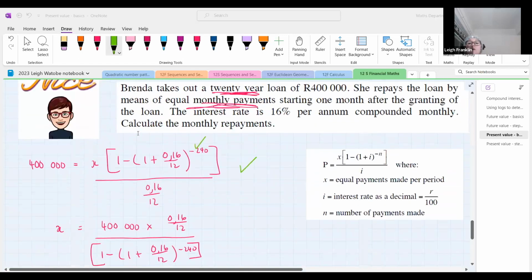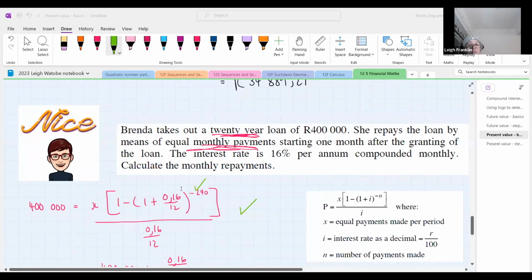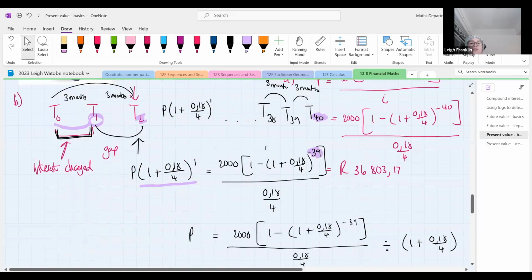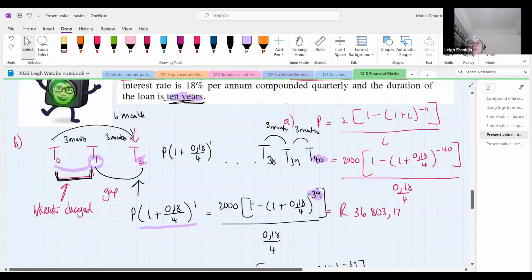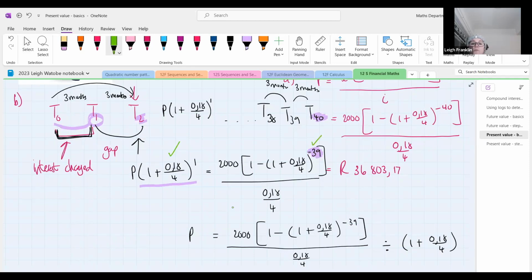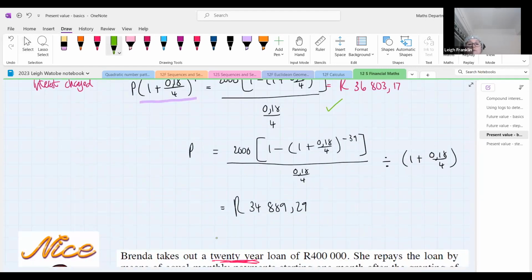So if they did ask you to calculate the monthly repayment, it would be out of three. It wouldn't be out of any more than that. If they gave you a question like this one here, the second part that we did, then it would be out of a little bit more, because there would have to be a mark for multiplying P by the bracket. There would have to be a mark on the minus 39. There would be a mark on the correct formula, and then there would be a mark on the answer over here. So that would be out of four.